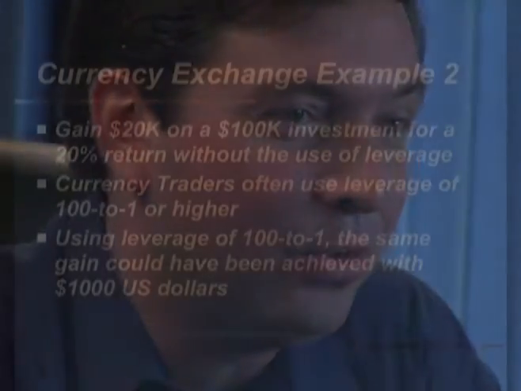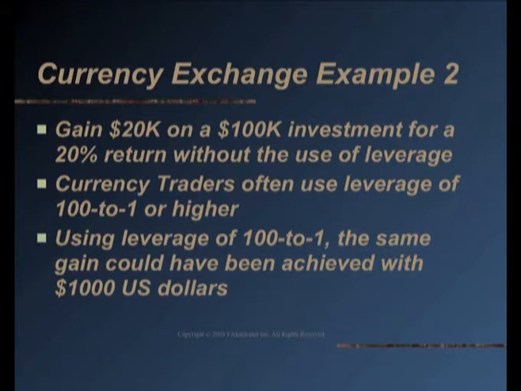Now, currency traders often use leverage of 100 to 1 or even higher. So, at 100 to 1 leverage, the same gain could have been achieved, but the trader does not have to put up 100,000 US dollars. A trader would only have to put up 1,000 US dollars to gain the 20,000 from that exchange rate. So you can see how leverage can benefit a trader. Understand very carefully, though, that leverage is a double-edged sword. It can also work against you.